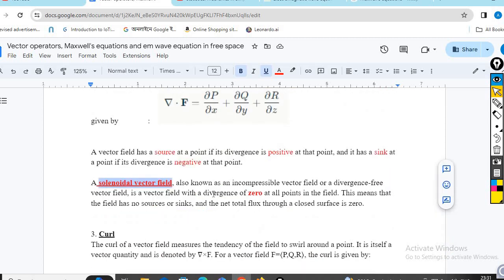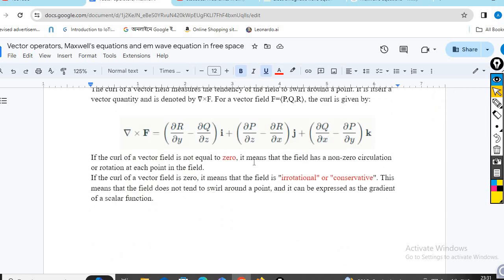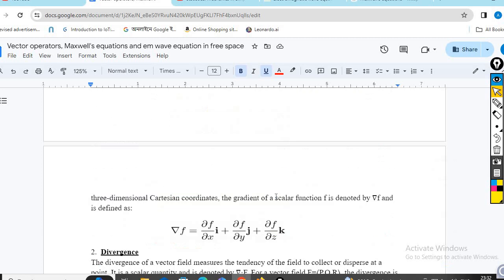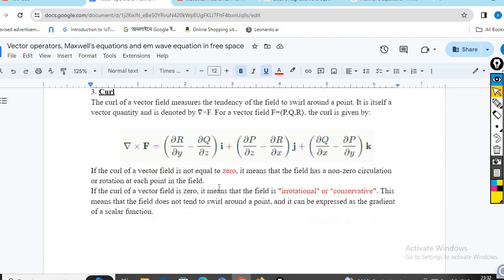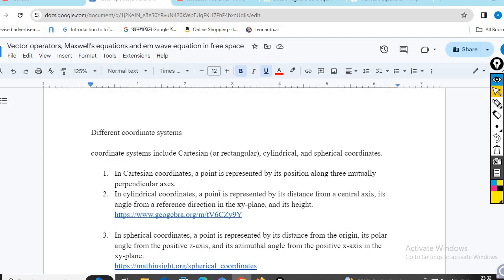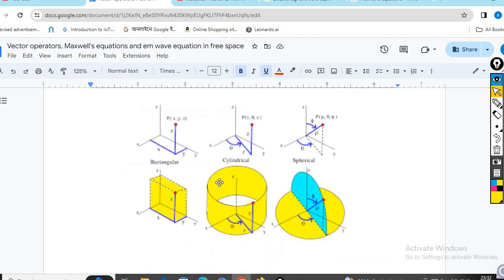For curl, there are two possibilities, either equal to 0 or not equal to 0. If it is not equal to 0, then this will be considered as a curl in the system, a non-conservative or rotational field. And if this is equal to 0, this will be considered as an irrotational or conservative field. So we have three operators: gradient, divergence and curl. Then comes the next part: three different coordinate systems, Cartesian, cylindrical and spherical.